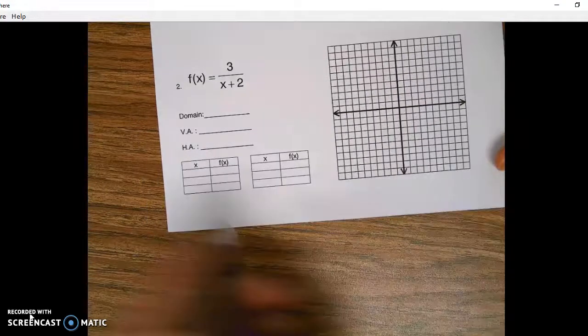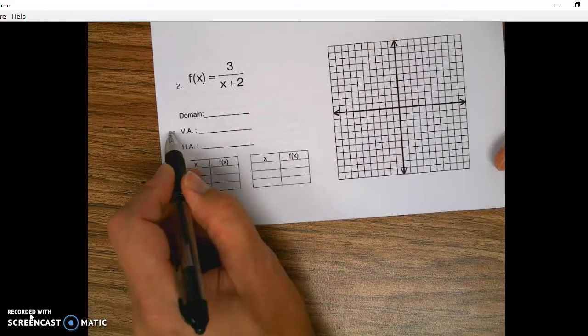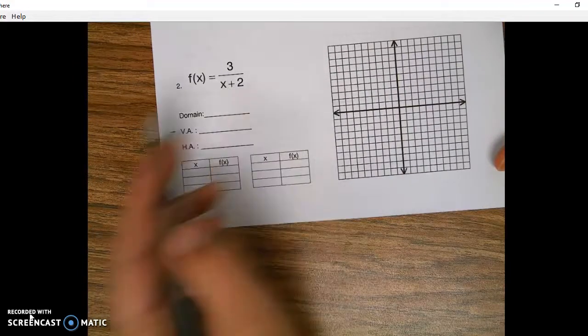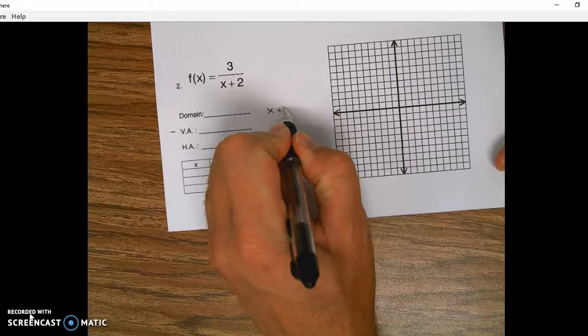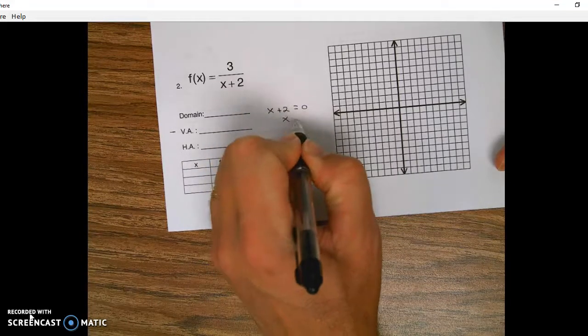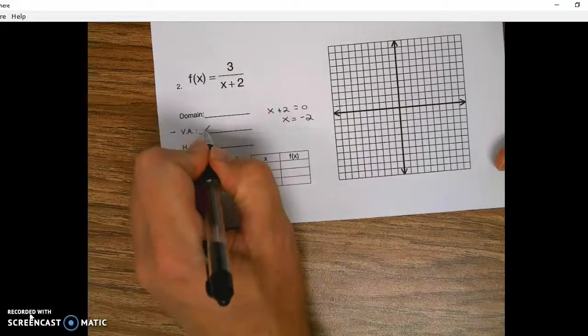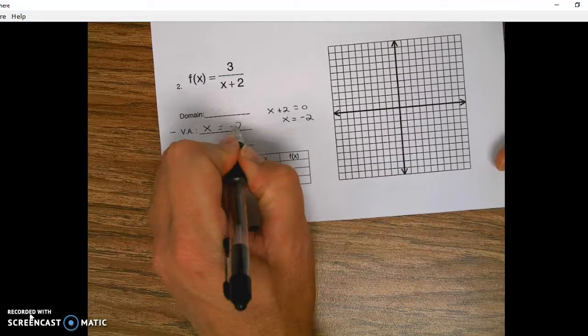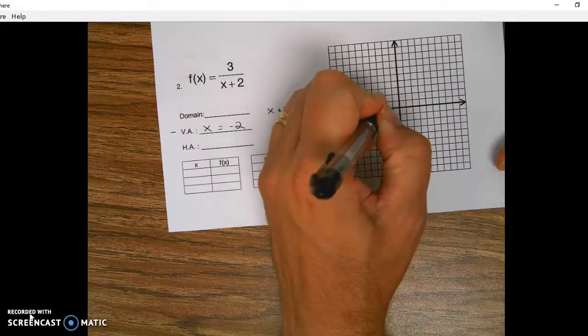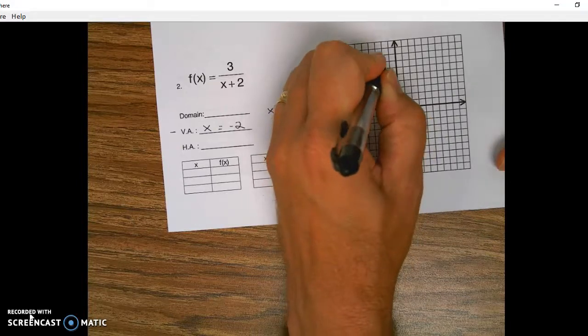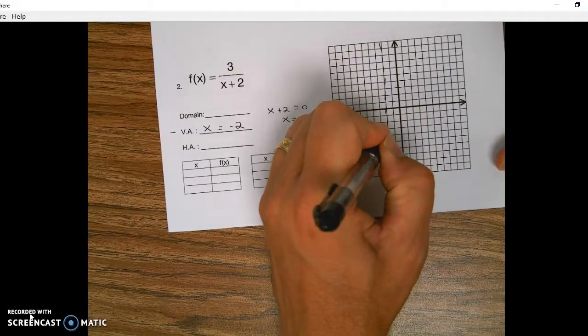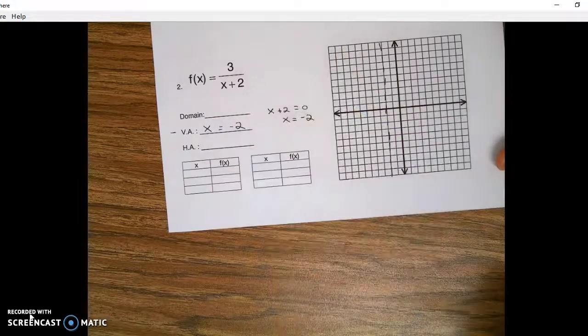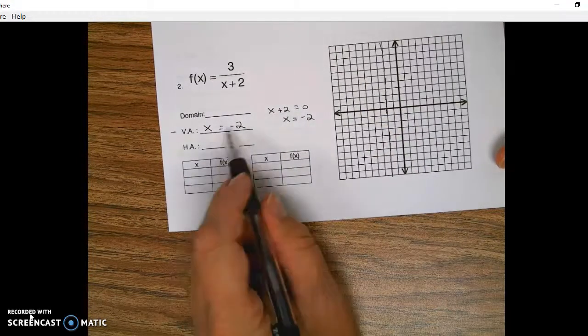So, first things first, always look for your vertical asymptote first. So we're going to set the denominator equal to 0. So we have a vertical asymptote at -2. I'm going a little bit quicker now. I only want to spend extra time on the new stuff.